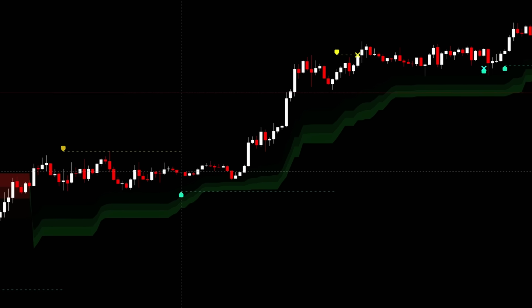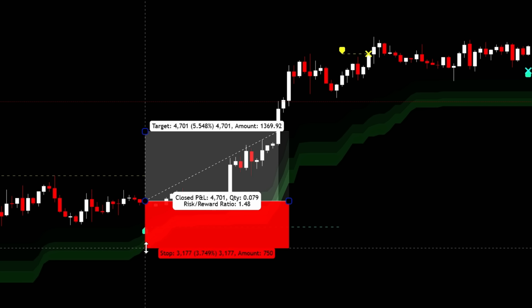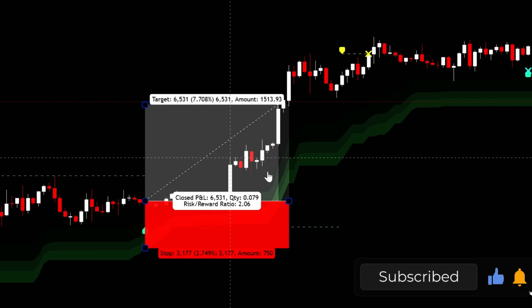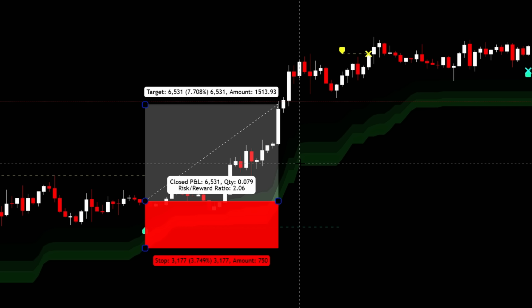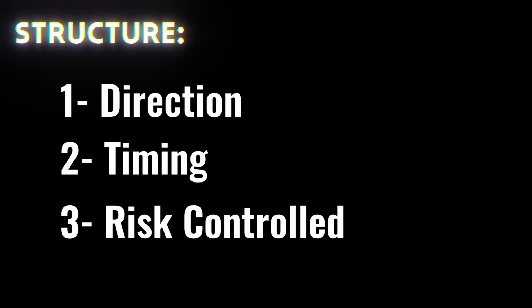The same risk rules apply. 1% risk maximum, a stop loss below the dashed line or below the green ribbon, target at least 2 times the risk. The rules never change based on confidence, recent wins or losses. Consistency is where the edge compounds. At this point, the structure should be clear. Direction first, timing second, risk always in control.